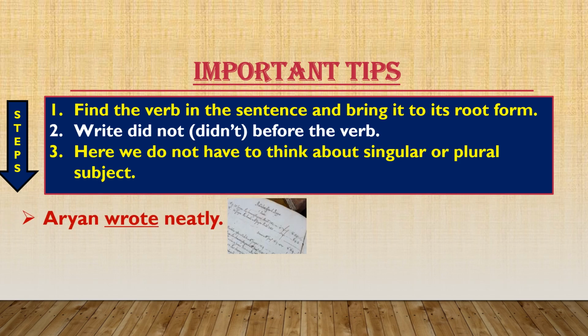Aryan wrote neatly. Just find the verb here. Yes, I've already underlined it for you. It is wrote. What is the root form of this verb wrote? Yes, it is write. So, wrote will now become write. And add did not just before write. And rest of the sentence remains the same. So, your answer is Aryan did not write neatly.